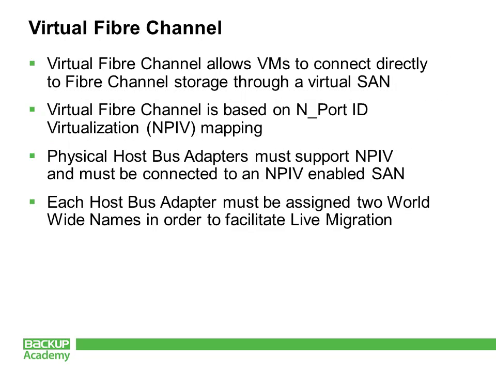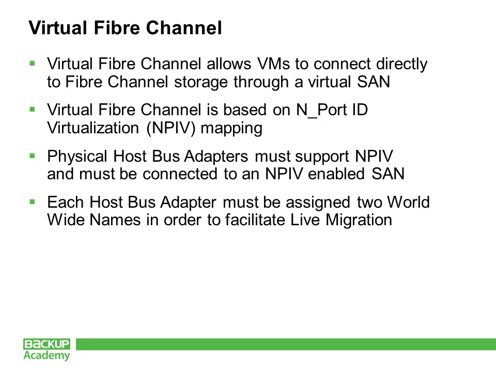Another new feature that hasn't really received as much press as some of the other features, but that I'm excited about nonetheless, is something called Virtual Fibre Channel. Virtual Fibre Channel will allow virtual machines to connect directly to Fibre Channel storage through a virtual SAN. Now, Virtual Fibre Channel is based on something called N_Port ID Virtualization, or NPIV as it's often abbreviated. So what that means is that physical Fibre Channel host bus adapters must support NPIV, and they have to be connected to an NPIV-enabled SAN. So that means your SAN has to adhere to an NPIV topology.